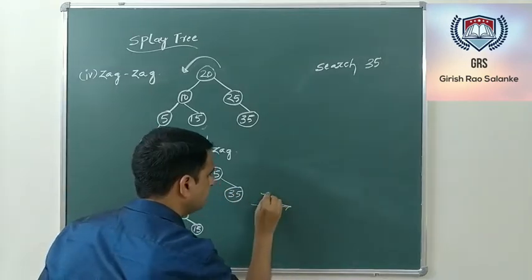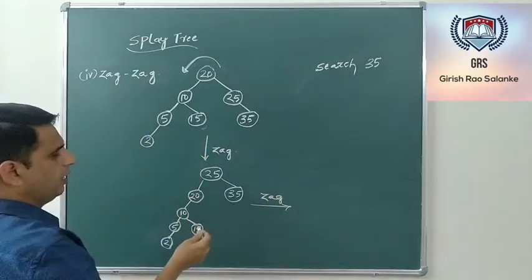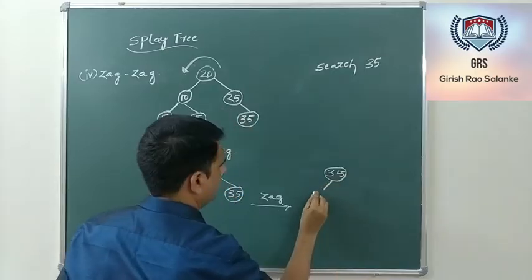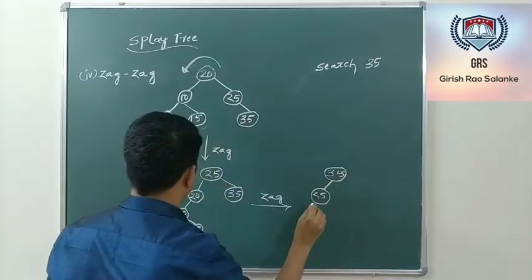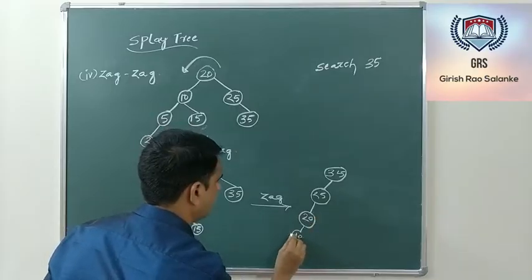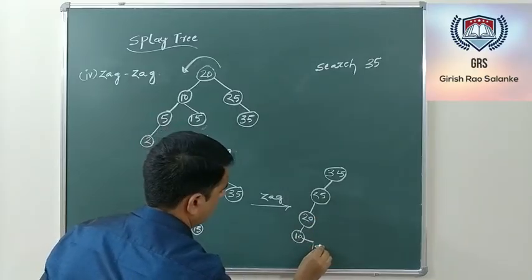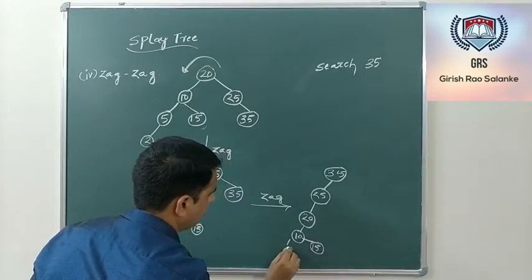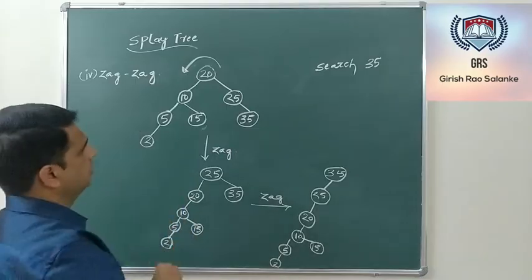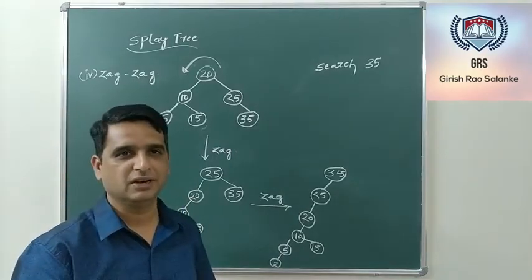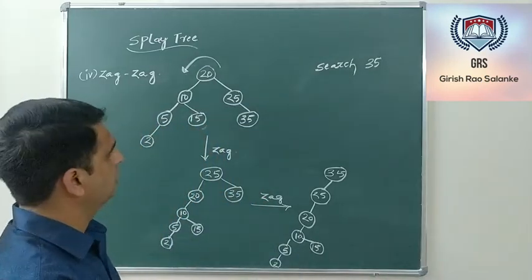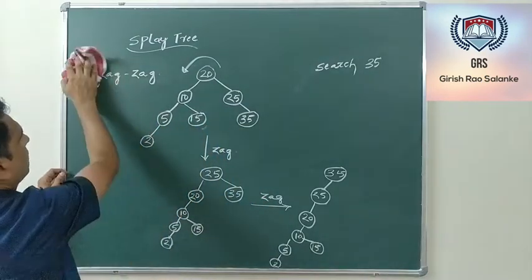Next, one more zag operation. 35 parent, 25, 20, 10, 15, 5 and 2. So this is about the zag operation. We are left with two more operations. Quickly we'll see what those other two operations are.